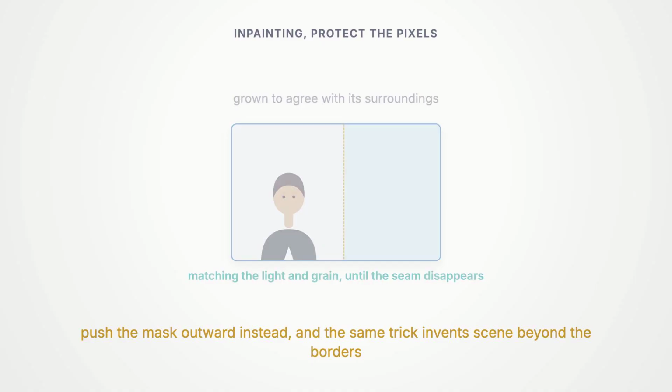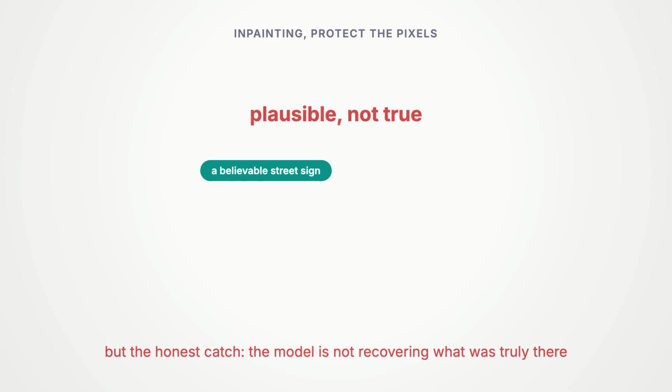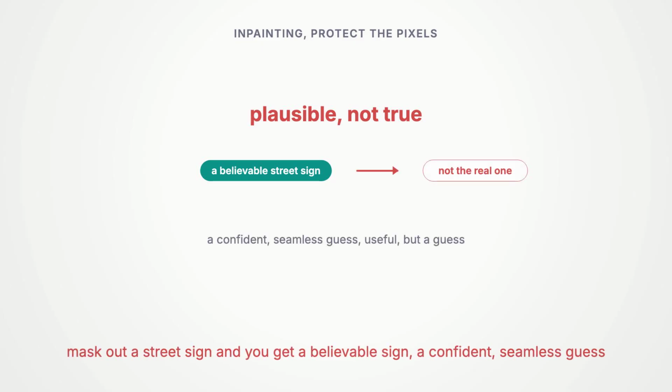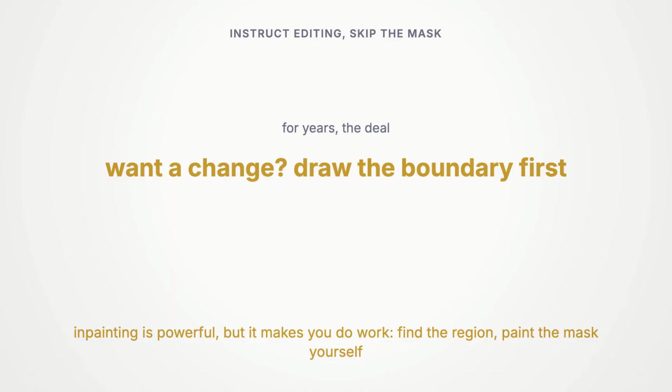But here is the honest catch. The model is not recovering what was truly there. It is painting what is plausible given what it can see. Mask out a street sign and inpaint it, and you get a believable sign, not the real one. A confident, seamless guess. Useful, but a guess.